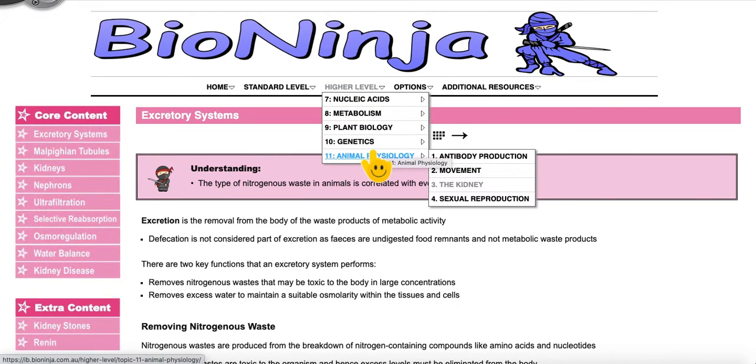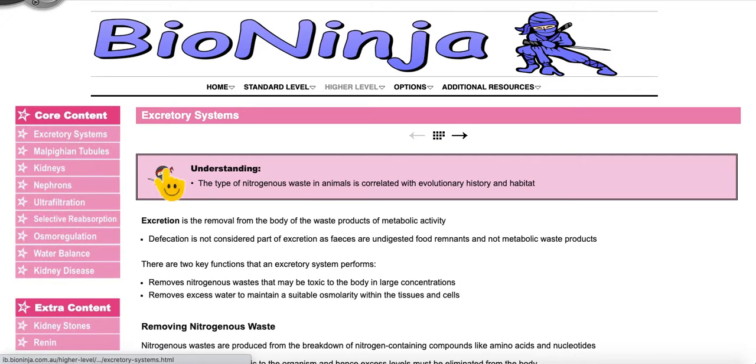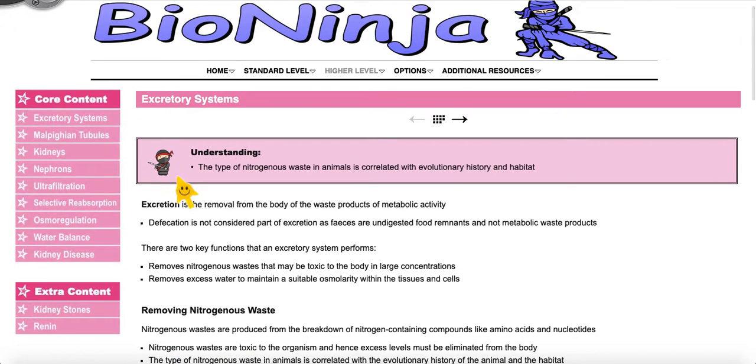Hello students, today we are starting 11.3, which is called the kidney. We are going to start by looking at the excretory systems. So in today's essential understanding, we see that the type of nitrogenous wastes in animals is correlated with evolutionary history and habitat. So our goal today is to try to find those connections.